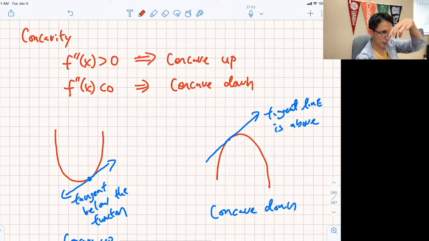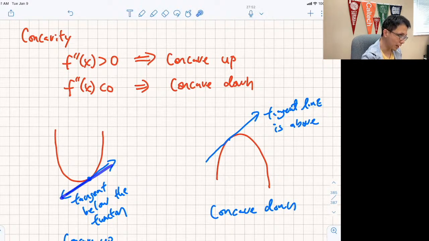Use your hand gesture. This is concave up, and this is concave down. Or I like this one better: if the tangent line is below the graph, then that's going to be concave up. If the tangent line is above the graph, it's concave down.